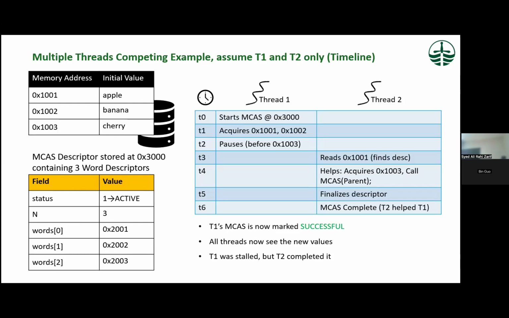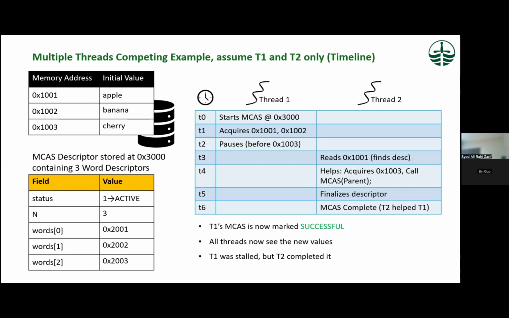So that means the previous thread was already working on it. So it will call the MCAS parent process again, and then it will complete the process for T1, or thread 1. So when the whole process is done, it can finalize the descriptor and update the status as successful. So question: does it mean thread 2 must check apple, banana, the cherry one by one?